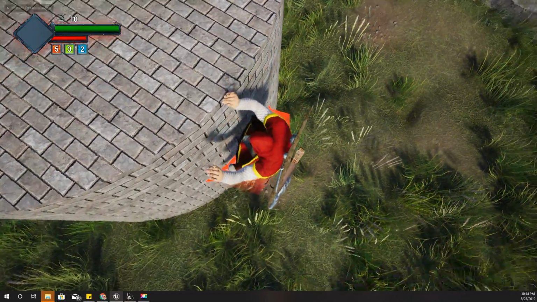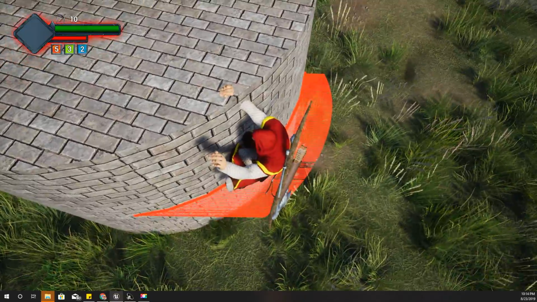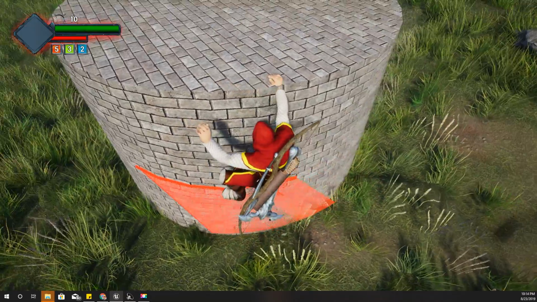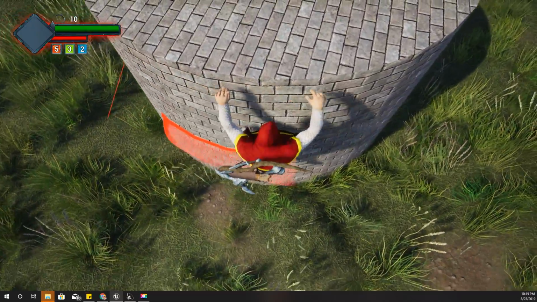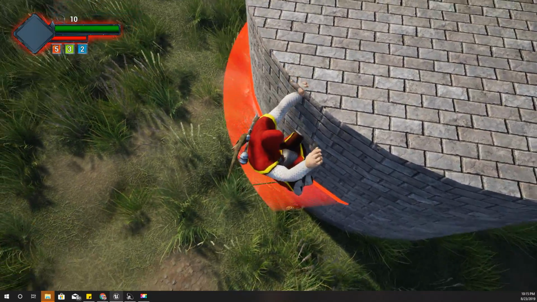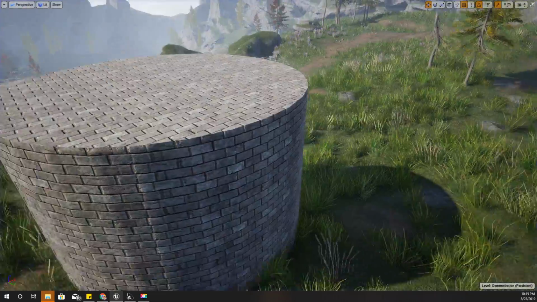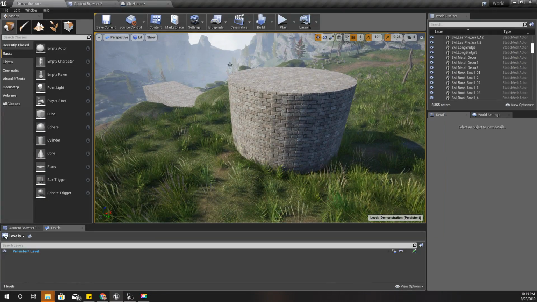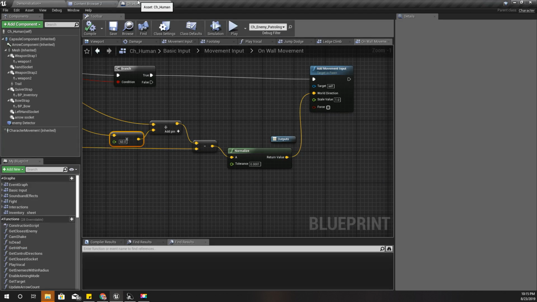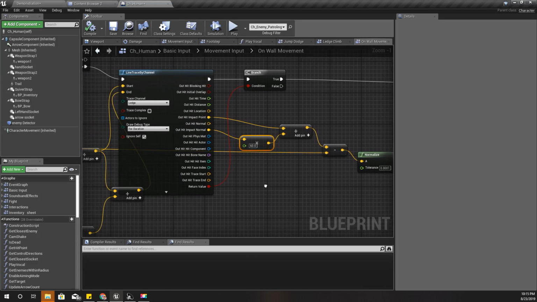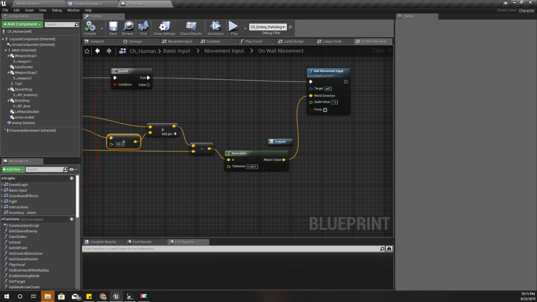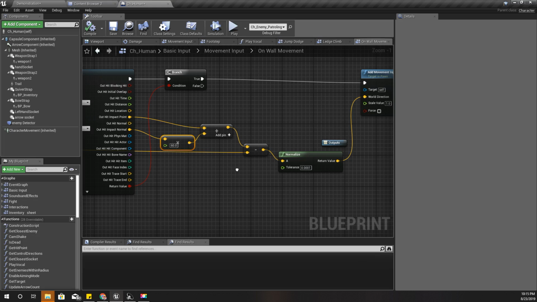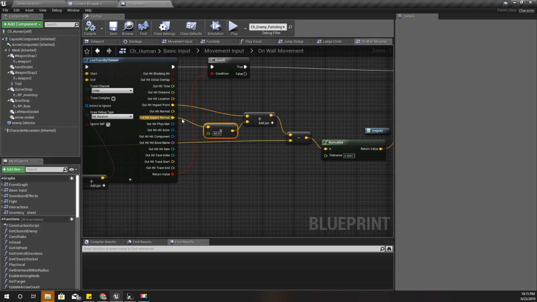Let's move to the left. As you can see, the character sticks with the wall, but it does not rotate. So let's fix that now. To fix the rotation problem, actually, we can do this. Again, I'm going to need find look at rotation.